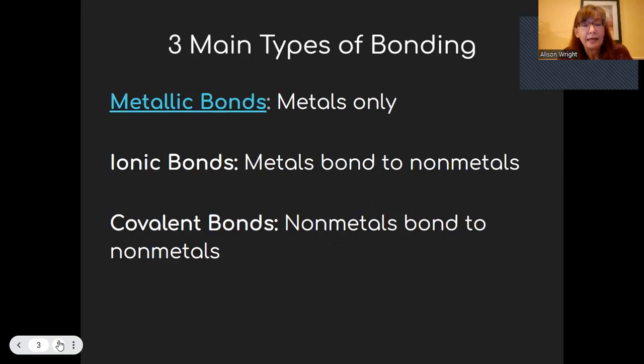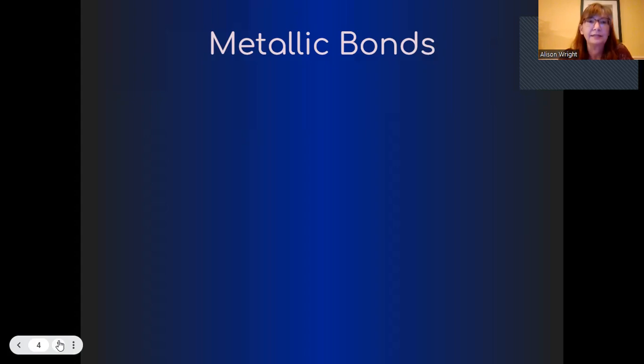So there are three main types of bonding that we're going to be talking about in this unit. Metallic bonds are metals only. That's a bit of an oversimplification. Occasionally there are some non-metals sprinkled in there, but with metallic bonds, you have a majority of metal atoms involved. Ionic bonds we're going to talk about in another video, where metals bond to non-metals. And then covalent bonds are when non-metals bond to non-metals. We know that there aren't actually that many non-metals on the periodic table, but you'd be surprised how many combinations they can form.